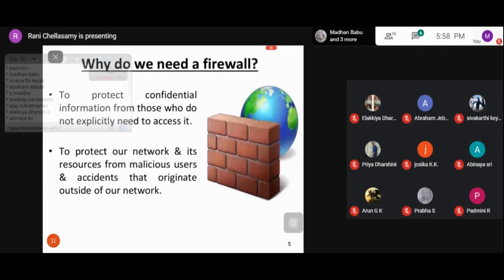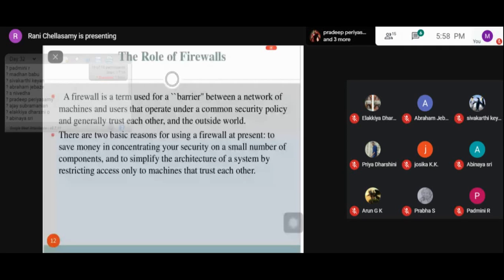So what is the role of the firewall? It will act as a barrier. Barrier in the sense that it is placed in between the private network and the public network. So it is acting as a barrier between the network of machines and the users that operate upon the common security policy.